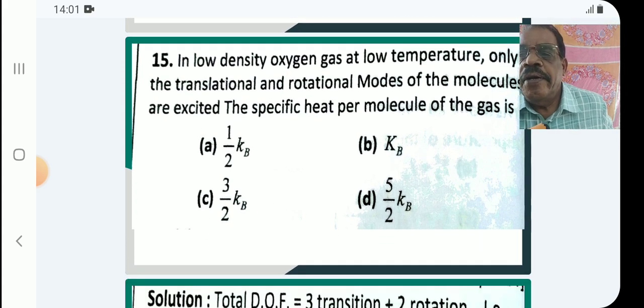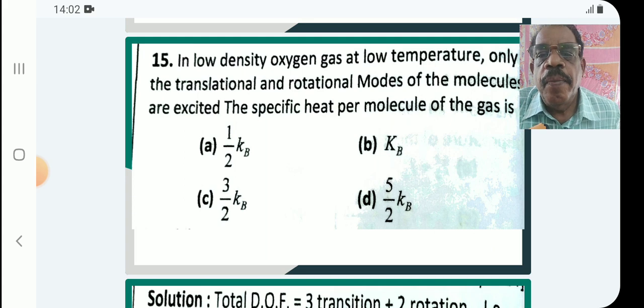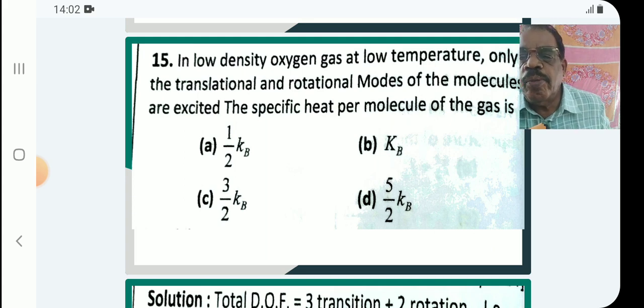Next question. In low density oxygen gas at low temperature, only the translational and rotational modes of the molecule are excited. The specific heat per molecule of the gas is: half kB, where kB is Boltzmann's constant, kB, 3/2 kB, or 5/2 kB. The solution.